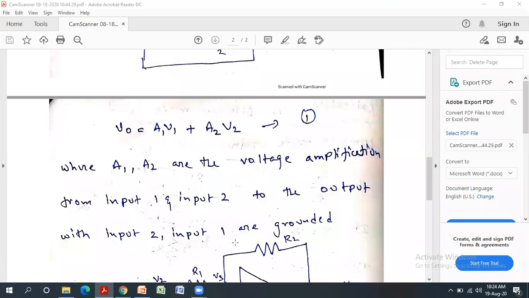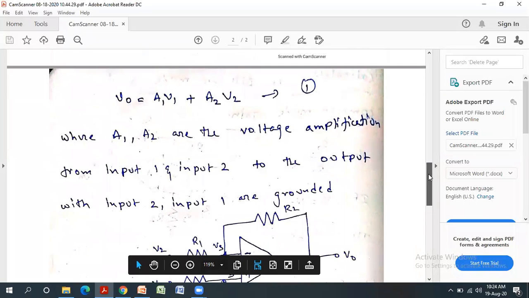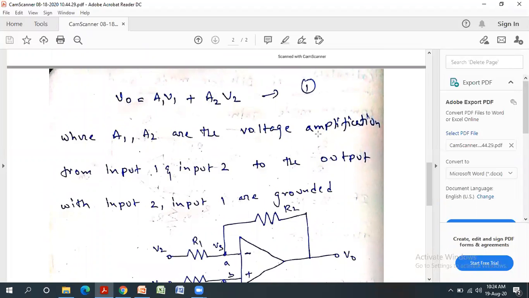I'm again repeating, the gain created through the common mode signal at the output of the differential amplifier is called common mode gain, represented with A suffix CM. We will see how it happens. We expressed V0 is equal to A1 into V1 plus A2 into V2, where A1 and A2 are the voltage amplification gains for input 1 and input 2. We explained that, and this is our circuit.